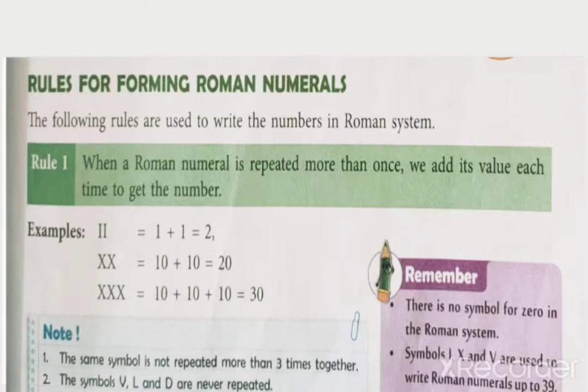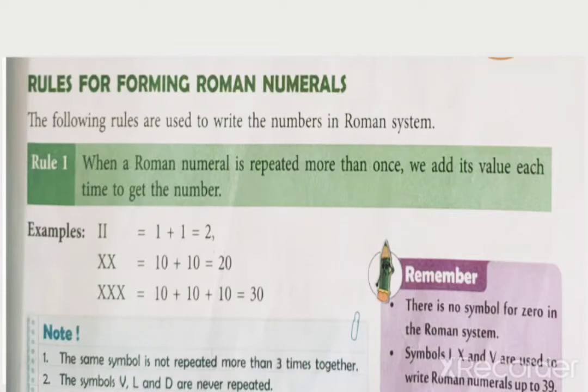Now, the same symbol is not repeated more than 3 times together. We cannot repeat a symbol more than 3 times. We cannot write 40 as X plus X, 4 times X. That will be wrong. The symbols V, L and D, meaning 5, 50 and 500, are never repeated.